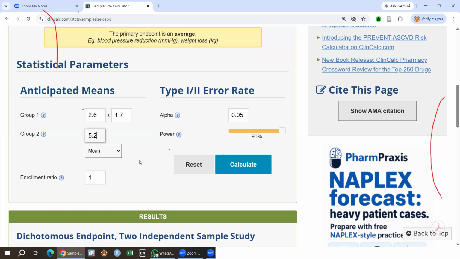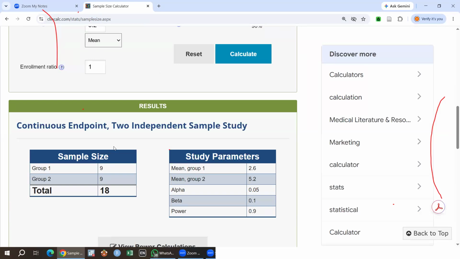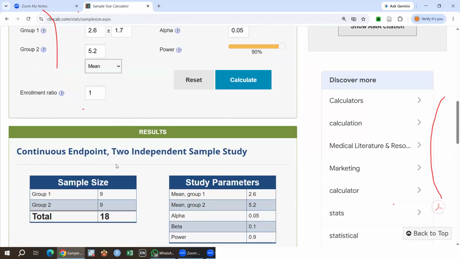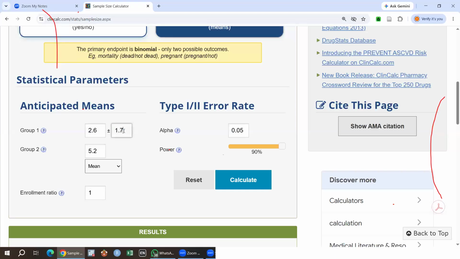But if you calculate the sample size according to this, it is also valid. Because you mention over there that we calculated the sample size using ClinicCalc, it is also acceptable to the journal. So just click calculate, you will get the sample size. Okay, so the sample size is 9 and 9. It is lesser than our calculated sample size: 9 in group 1, 9 in group 2, total 18. Why? Because we have taken the 1.7 standard deviation for group 2 also.